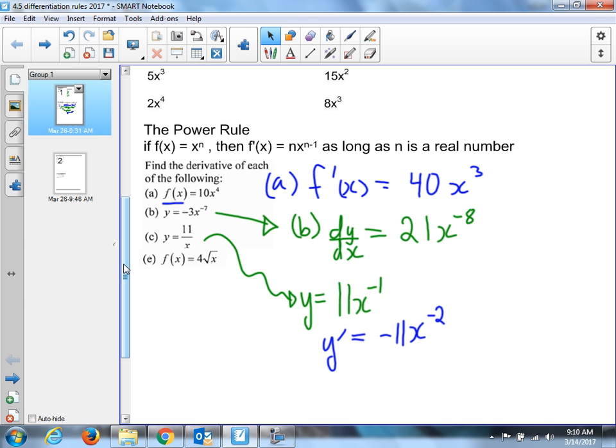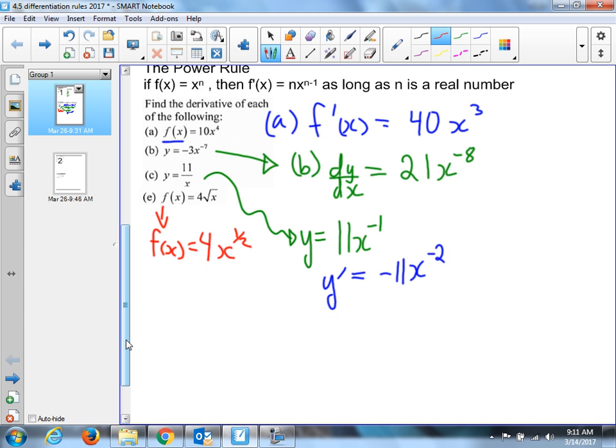Lastly, what was the root? So before I do any calculus, I'm going to recall square root, power of half. The derivative in this case is 1/2 times 4, 2. x to the, subtracting 1 from 1/2, negative 1/2, because you're taking 1/2 minus 2 out of 2.